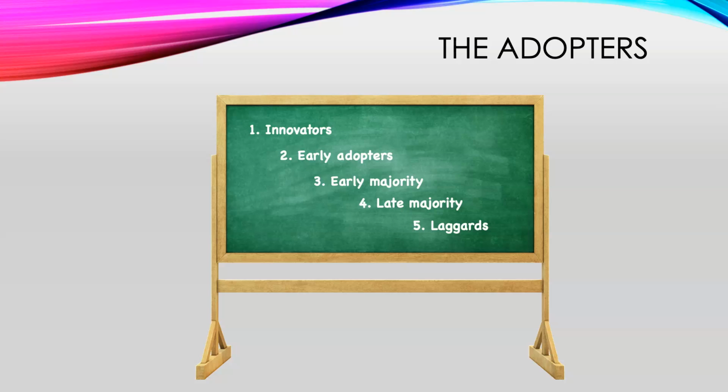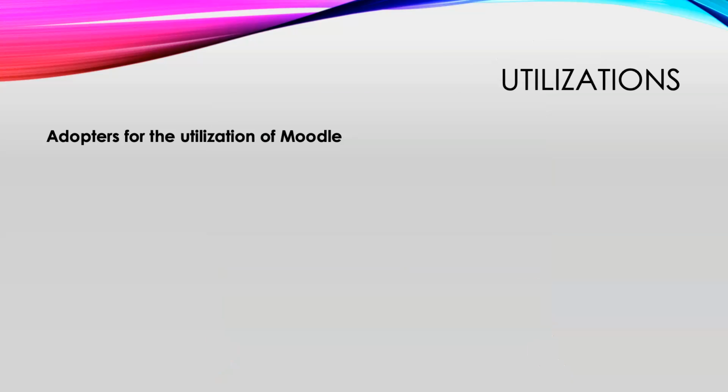Innovators and early adopters are the first in the population to acquire the innovation. Individuals belonging to these groups carry commonalities such as novelty-seeking behavior that motivate them to adopt a new product or service early. Now let's look at these 2. The adopters and their utilization: how I'm going to utilize these in adopting Moodle.